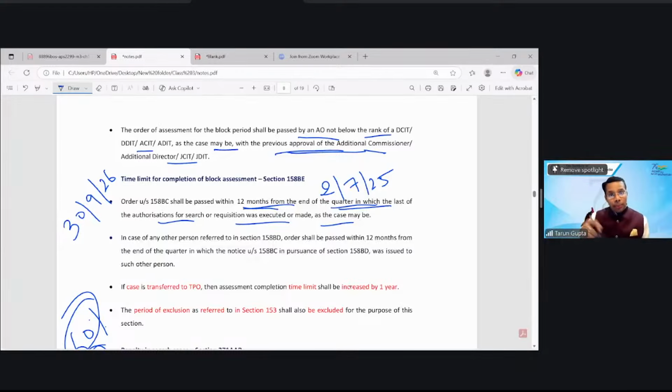But in case of any other person, Mr. A, the order shall be passed within 12 months from the end of the quarter in which notice under section 158BC, in pursuance of section 158BD, was issued. Notice means the notice to ask for the return was issued to such other person. You are with me? Okay.